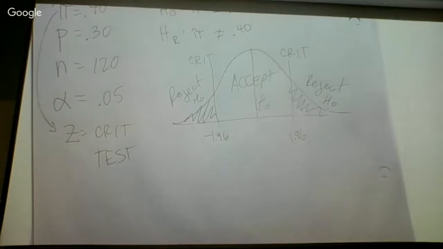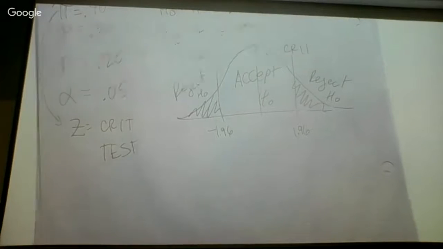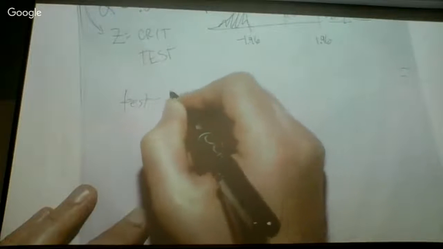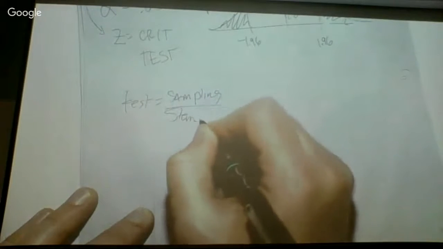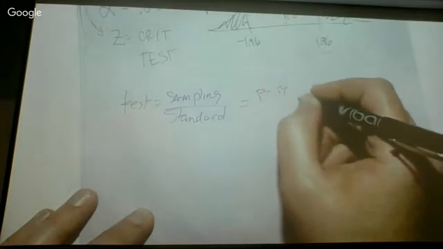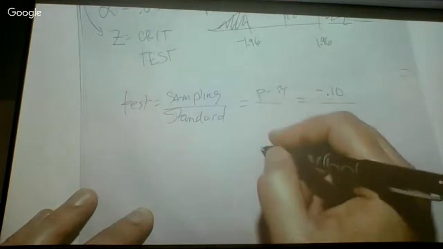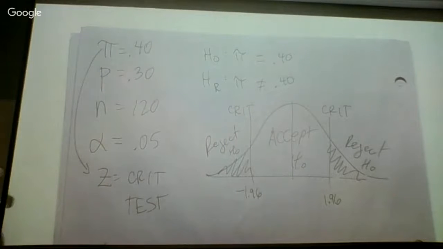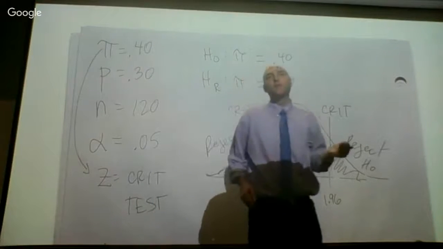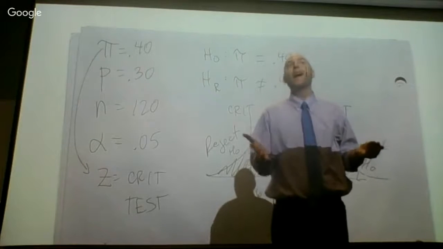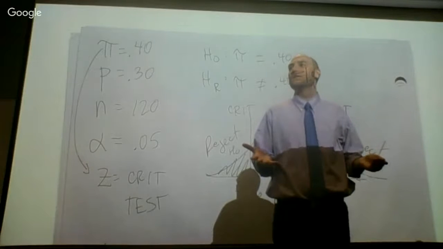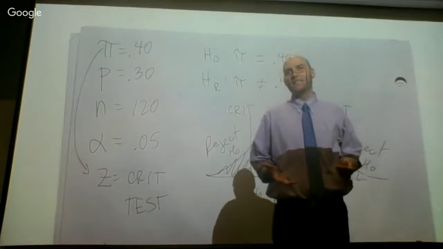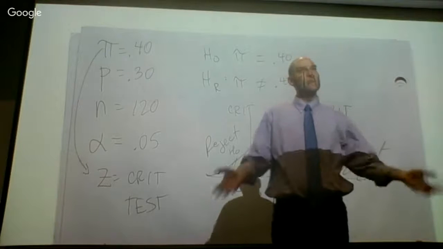Time for the test statistic. The test statistic is sampling error over standard error. This is different than when using p. So we're going to have to calculate a test statistic, which is sampling error over standard error. P minus pi, well, my sampling error is negative 0.10. Now I have to decide which of those 2 things I'm going to use in order to calculate my standard error. If you have a choice between p or pi, which do you choose? Pi. In statistics and in life. If you have a choice between p or pi, choose pi.